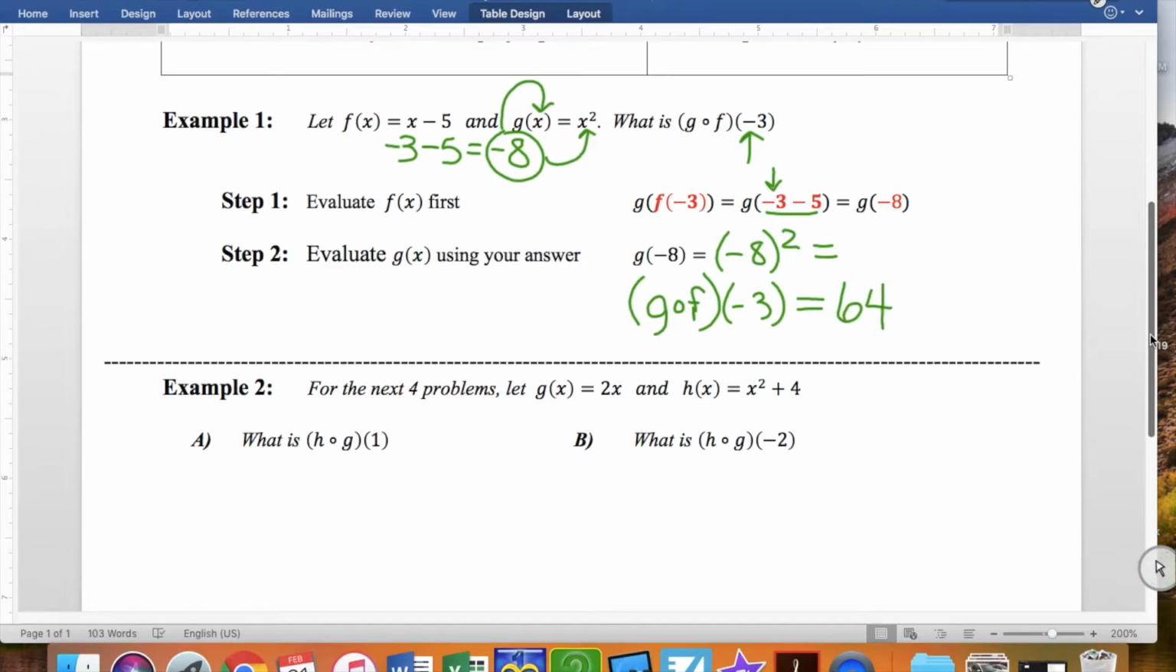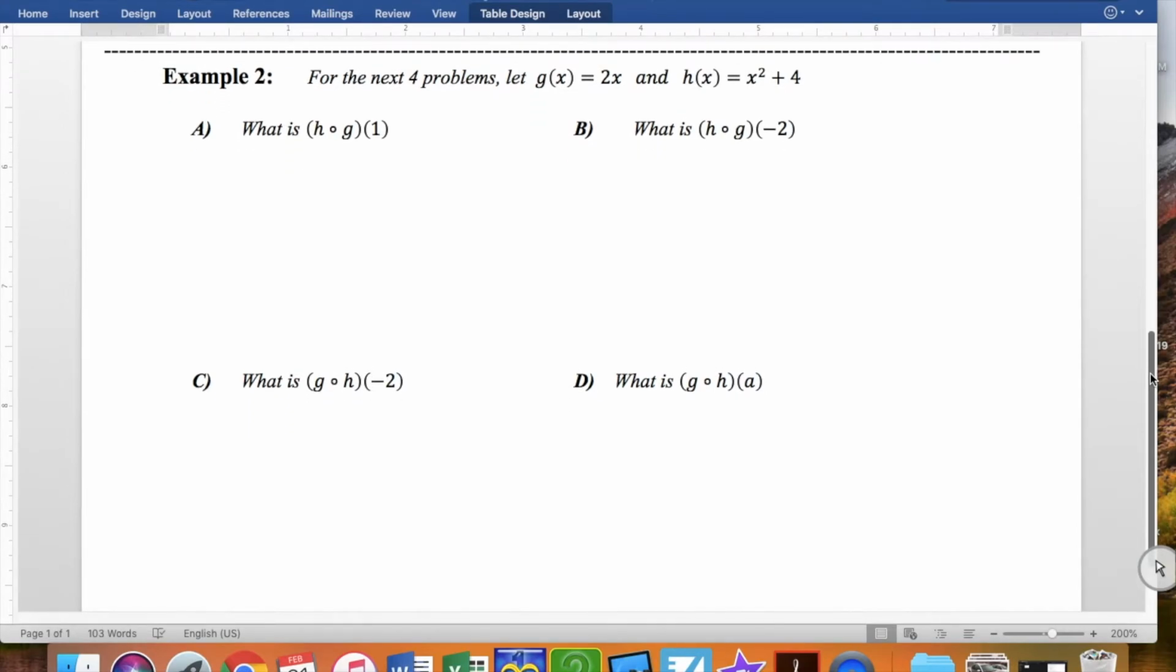Okay? For the next 4 problems, we're just going to do these examples together, and then you'll kind of understand what a composition means. It's relatively simple. So for the next 4 problems, let g of x equal 2x. H of x is going to equal x squared plus 4. I want you to pay attention to the order that we're working this in. So this says the composition of function h with function g.